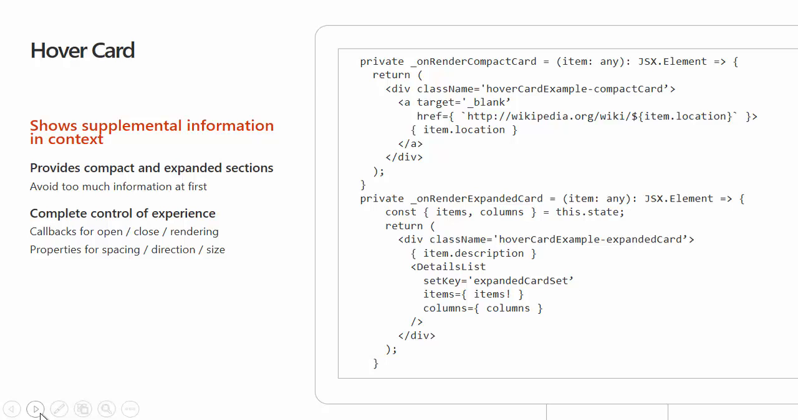The hover card component gives you complete control of that experience. You can decide the opening, closing and rendering events that happen, as well as the information that's in there. There's a full set of properties to define the spacing of the hover card. Should it open to the left, right, top, or bottom? The size of the card is completely within your control, and lets you present the information in a way that best suits your application. Again, dev.office.com has best practices for using hover cards that you should follow to ensure a consistent experience with the Office 365 suite.